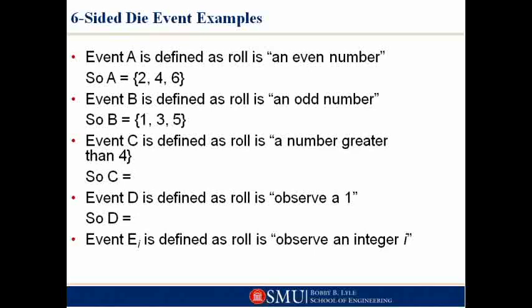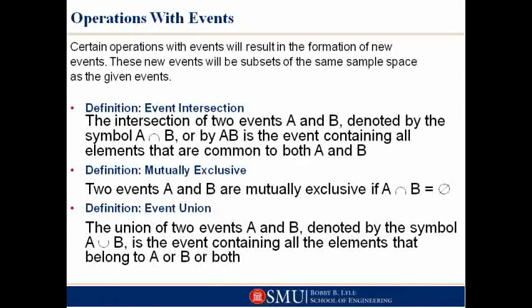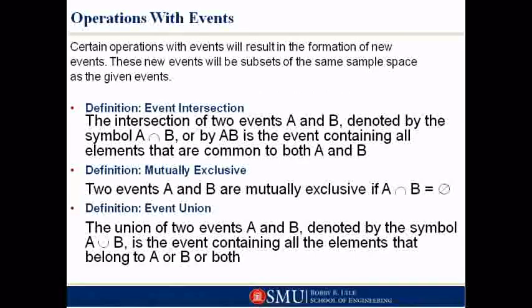Event E sub i is defined as I roll the integer i. So E sub 1 would have in it just one outcome, 1. E sub 2, one outcome if I roll a 2, and so forth like that. So that gives you a flavor of events.